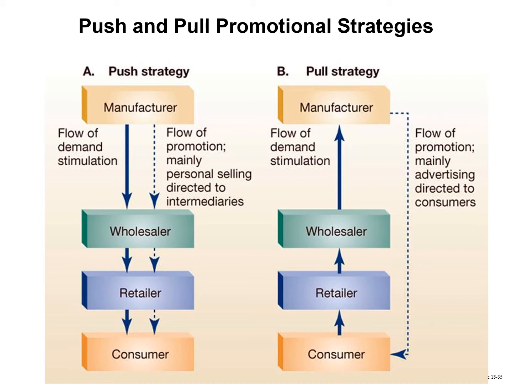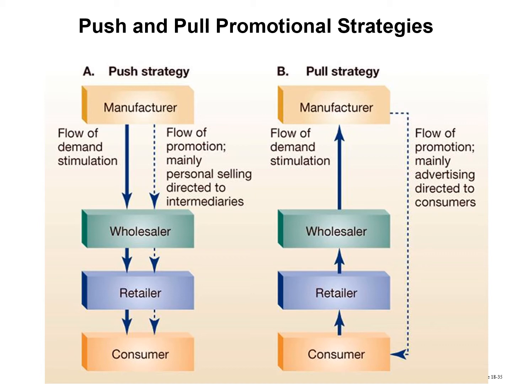Now you see the line over there. That's the flow of demand. So basically, it flows in the same direction as the promotion. So demand is created by manufacturer to wholesaler to retailer and to the consumer.